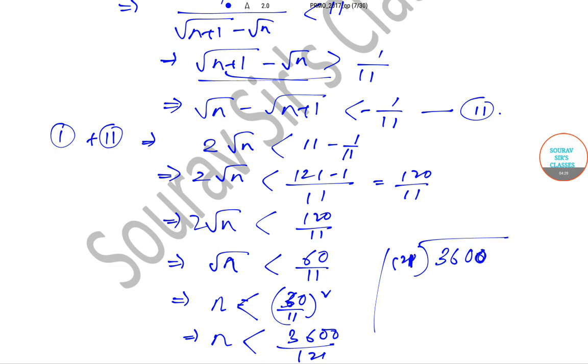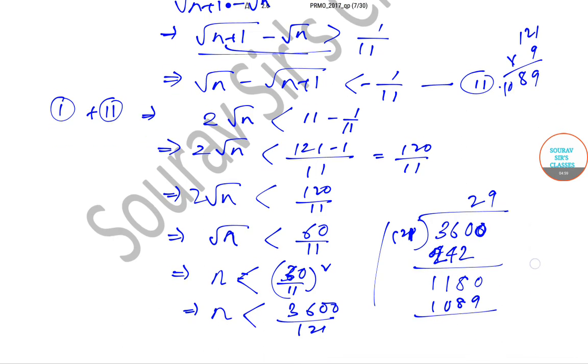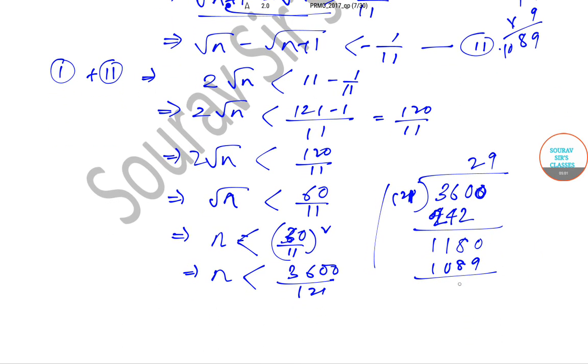Basically this will go up to 2 times, so we have 242. Then 5 minus 4, we have 1 over here, and then we'll have basically 118, and then 10 over here. So 121 into 9, how much is it? It is 1089. So 29 times, and the remainder will be 91. So 91 is the remainder.